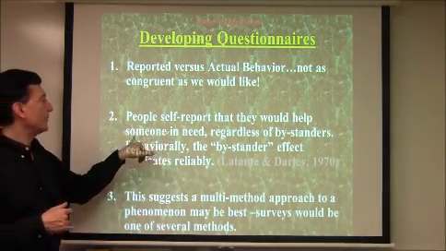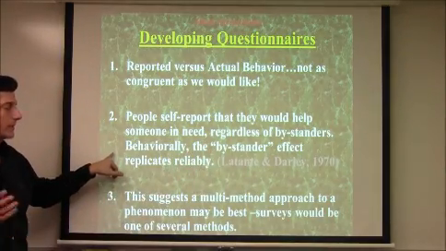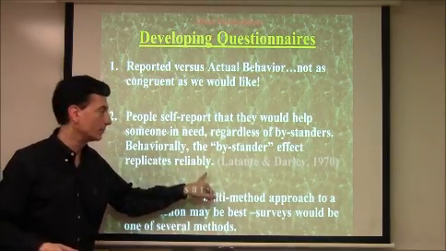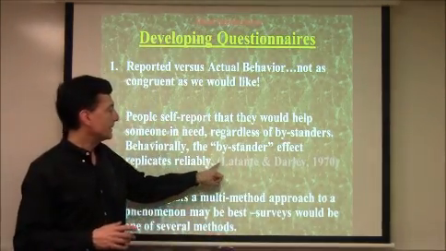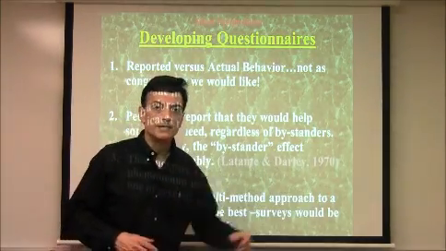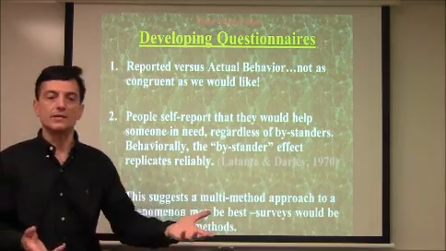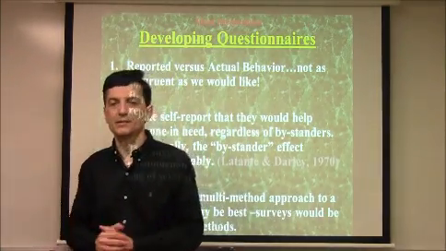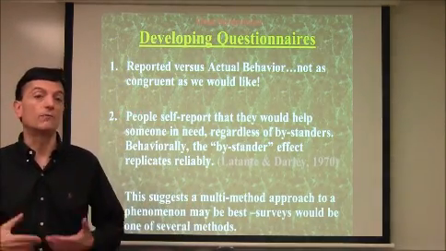People self-report that they would help someone in need regardless of bystanders. Behaviorally, though, you and I might recall from Intro to Psych, the bystander effect replicates very reliably. This had been shown quite famously by Latané and Darley in 1970. We can ask folks if they would help somebody who is in need, and they would say yes. And then we can say, well, suppose there was a bystander, would you still help? And they would say yes.